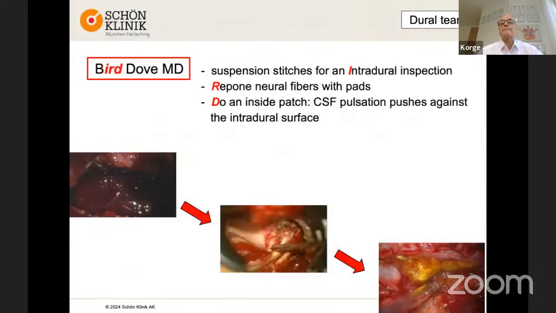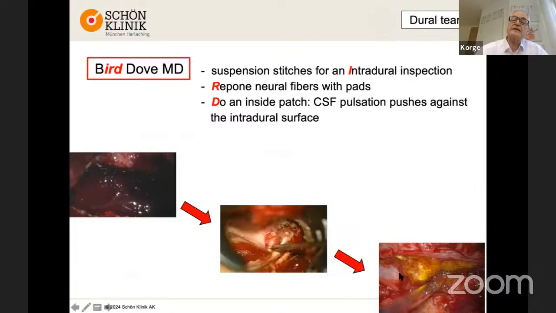So if you have this, then even for beginners, it's important to do some suspension stitches. If you have stitches on both ends of the dural tear, you can lift it up. That means you then have an easier intradural inspection. You can reduce neural fibers and can put in a neuropatty, or even an inside patch you can do already. Like if you use TachoSil, you can put it upside down or inside out. You put it inside with the yellow surface toward the surgeon.